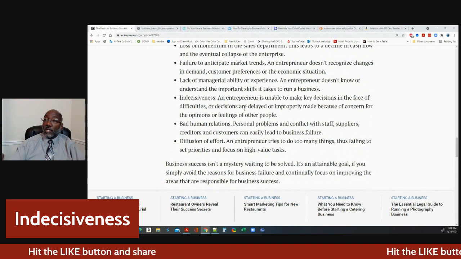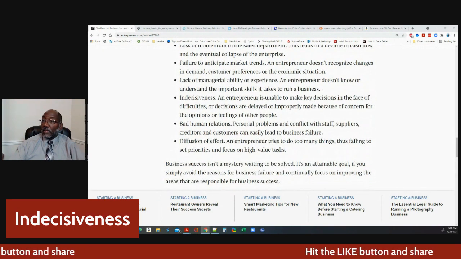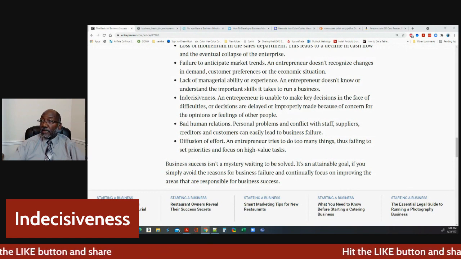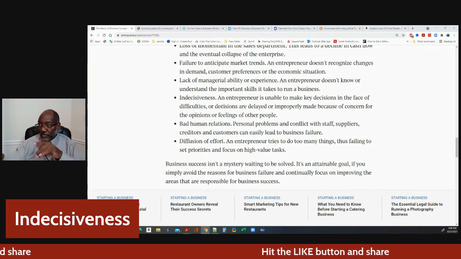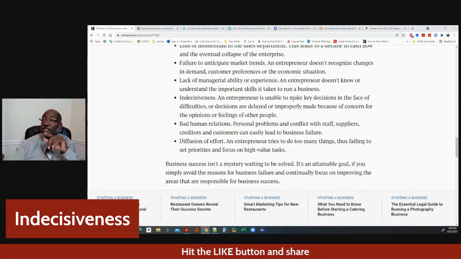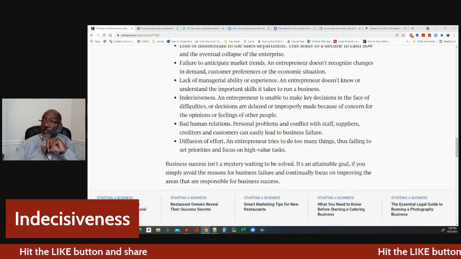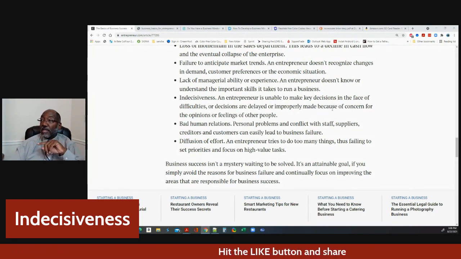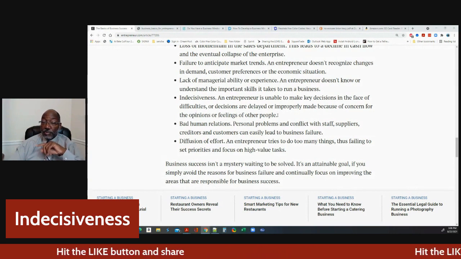Indecisiveness. The entrepreneur is unable to make key decisions in the face of difficulties, or decisions are delayed or improperly made because of concern for the opinion or feelings of other people.